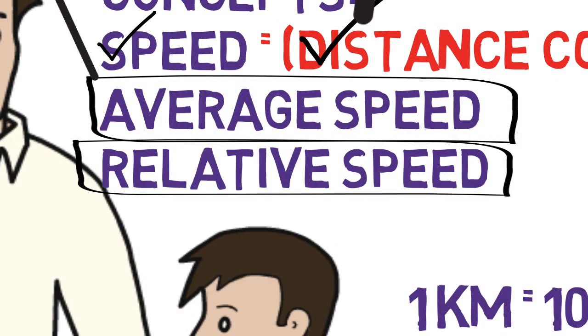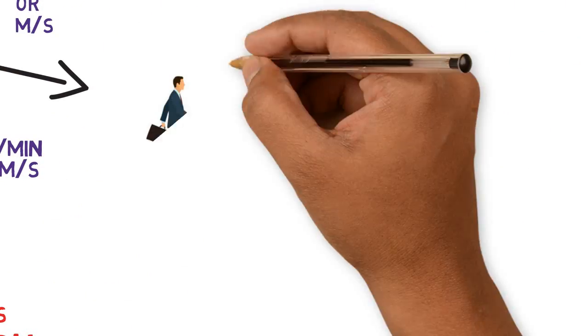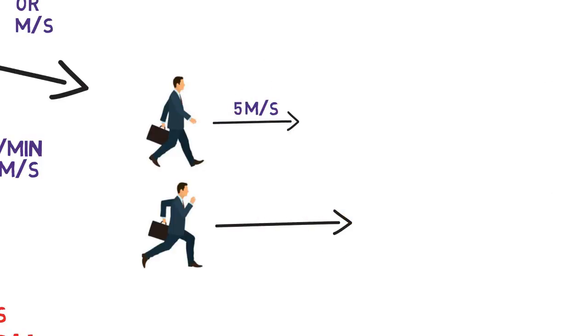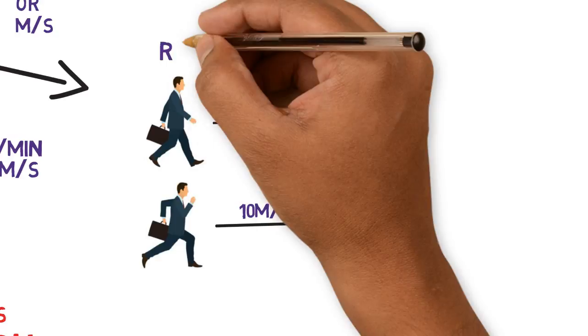Let's move on to relative speed now. Suppose that you are moving at a speed of 5 meter per second and your friend is moving with a speed of 10 meter per second. Then you can say that he is moving faster than you at a speed of 5 meter per second. And this is the basic concept of relative speed.